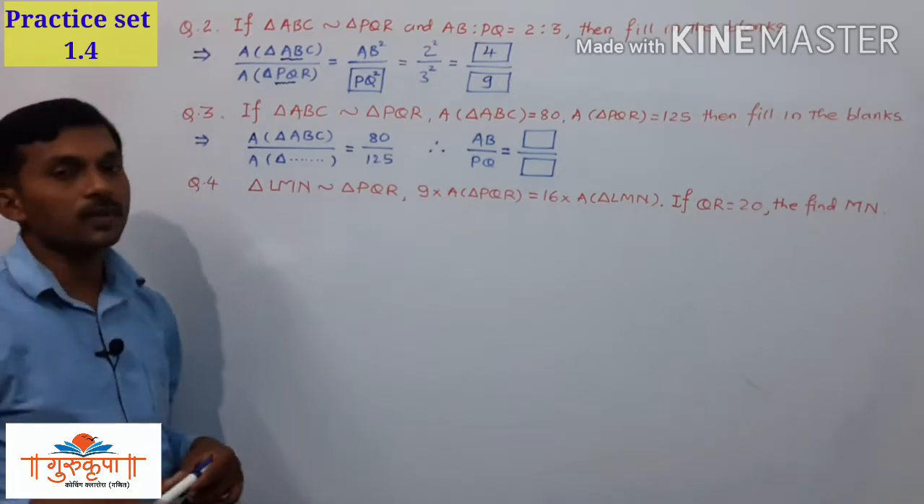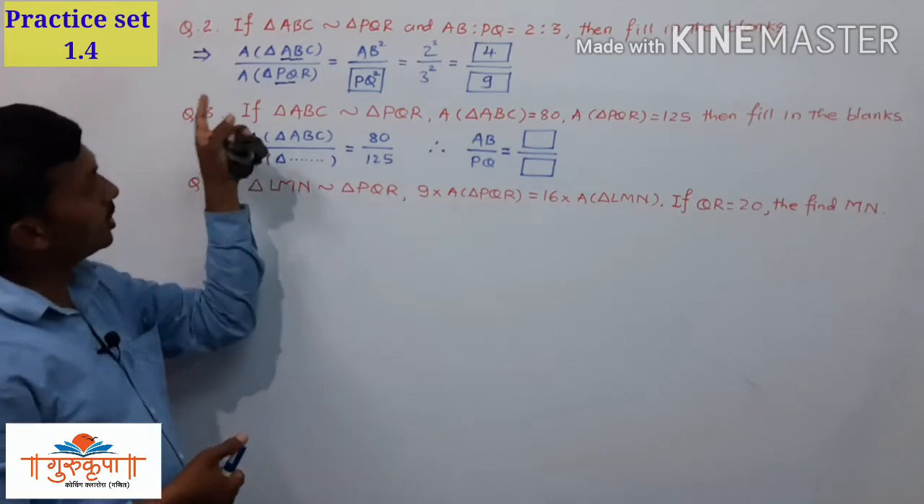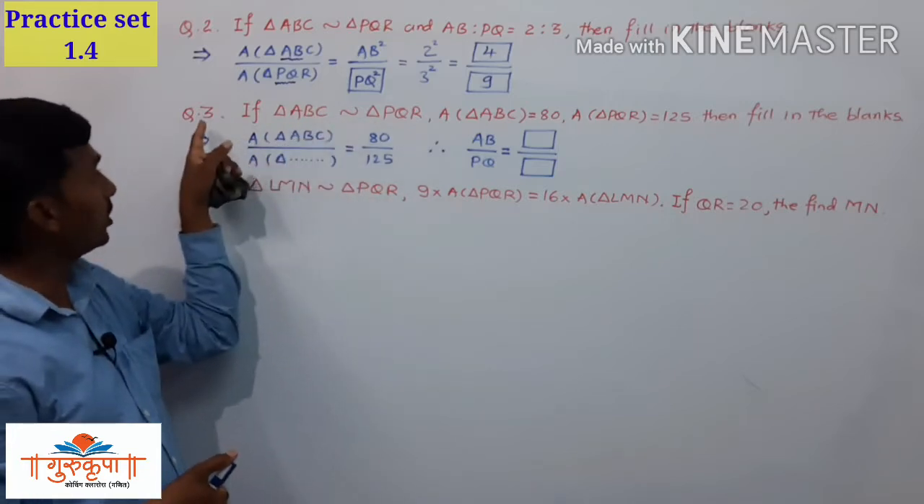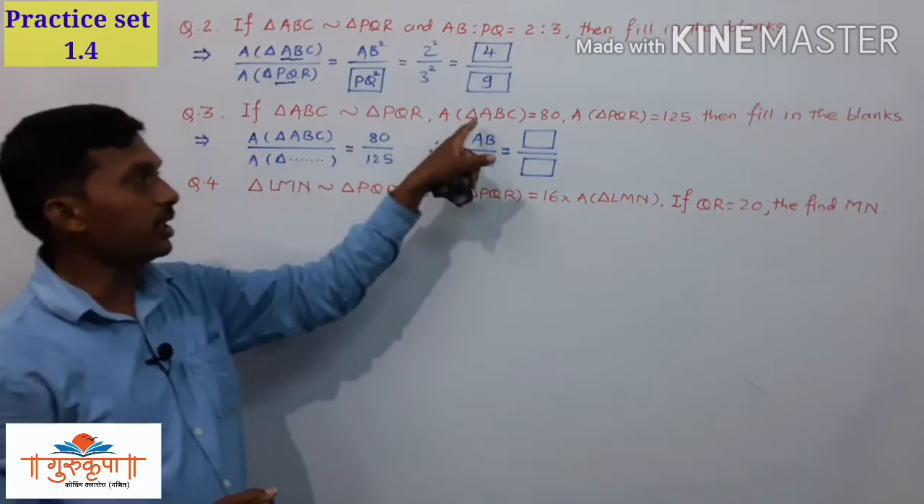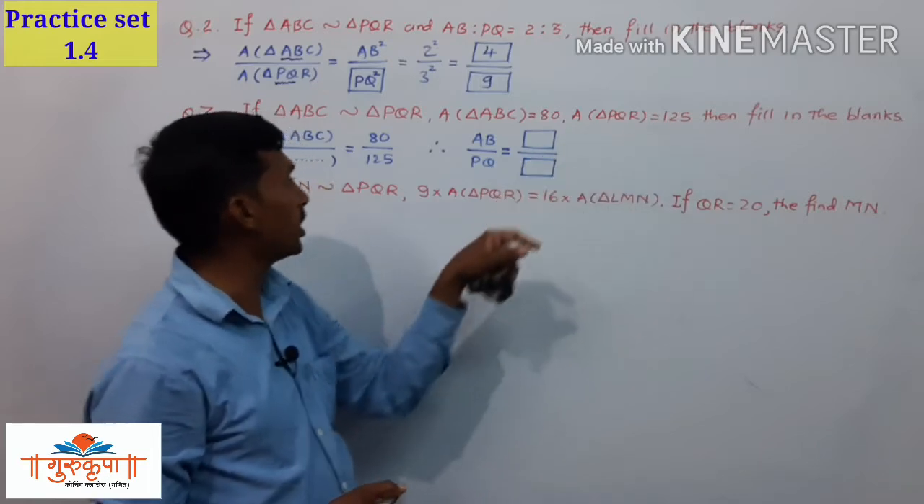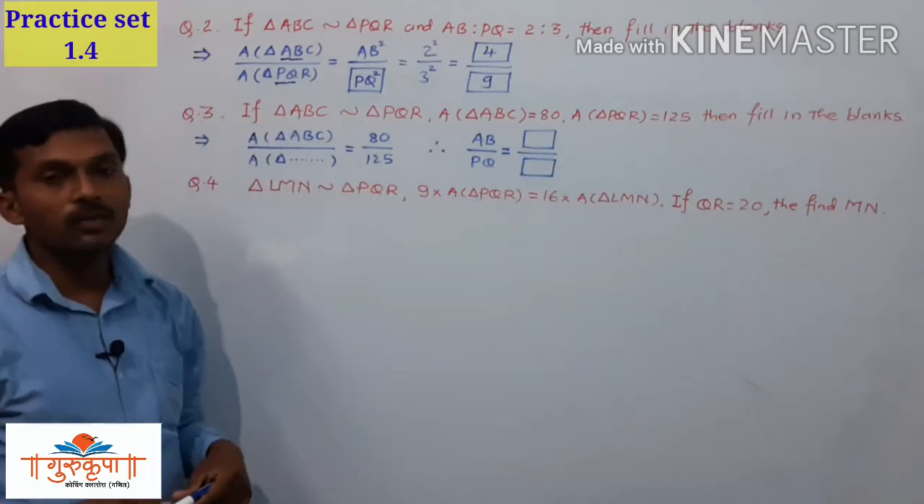Third example, it is also an activity. Now here we have given the same two triangles ABC and PQR. They are similar to each other. Question third, if triangle ABC is similar to triangle PQR and area of triangle ABC is given 80, area of triangle PQR is given 125, then fill in the boxes or fill in the blanks.